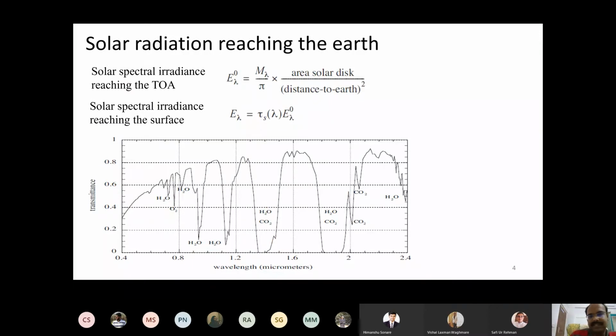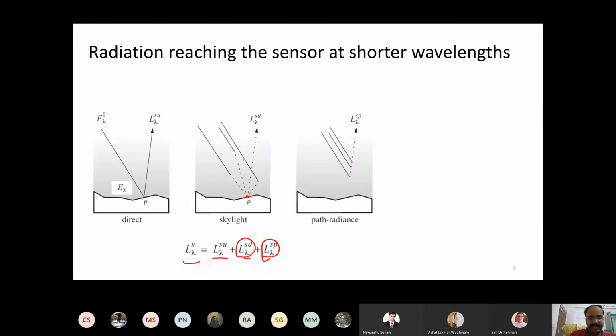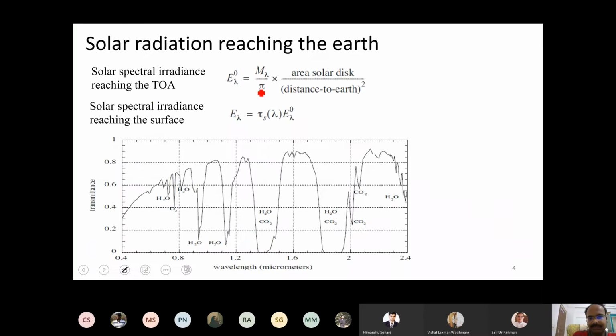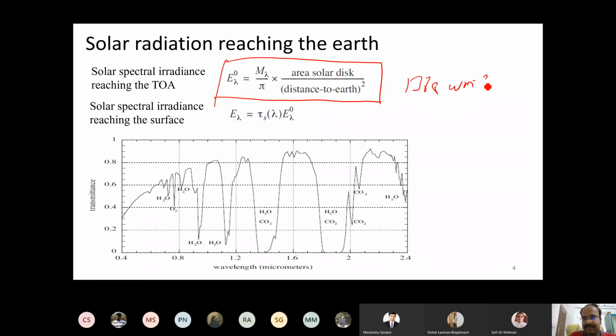So what essentially happens, first we will treat the direct radiation component. Direct radiation from the sun comes, reflects and reaches the sensor. That first part we will consider. This particular part we have already seen in radiometry class. This is the solar irradiance reaching the top of atmosphere, like we calculated it for the entire solar spectrum. The value is 1368 watt per meter square. Solar constant, we saw that.